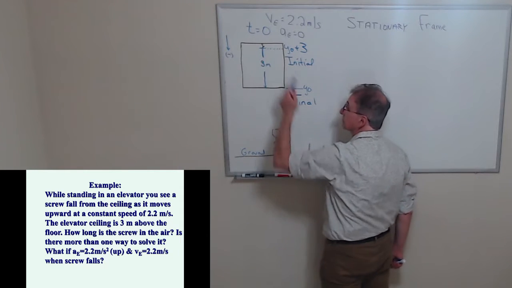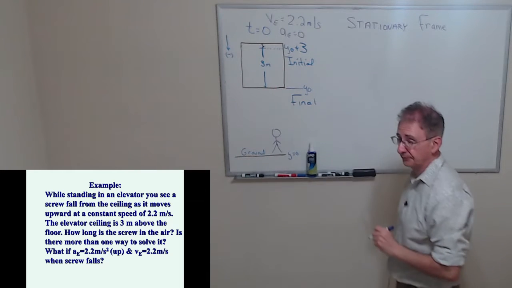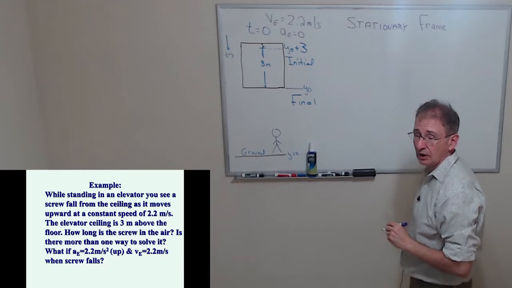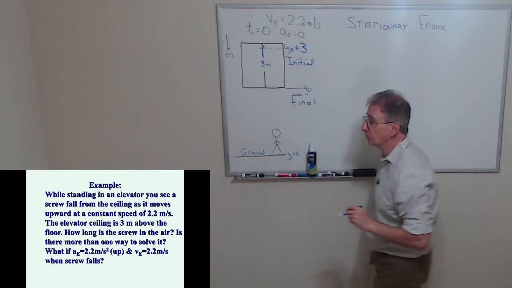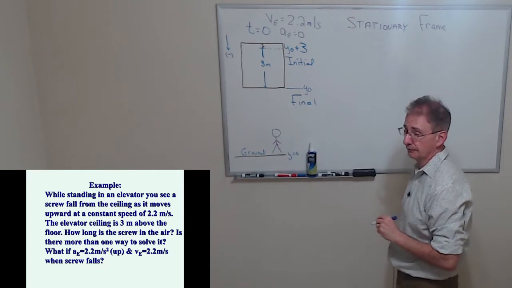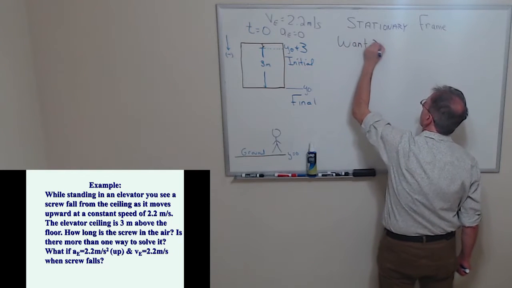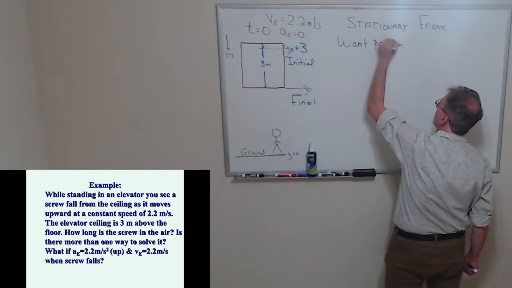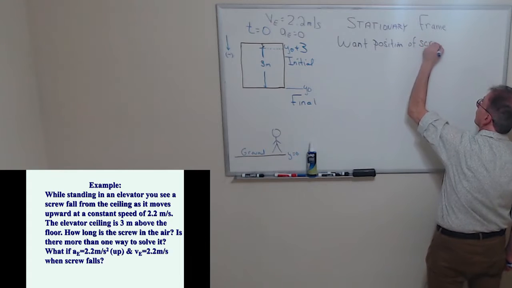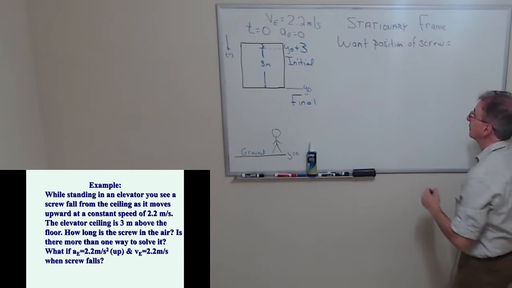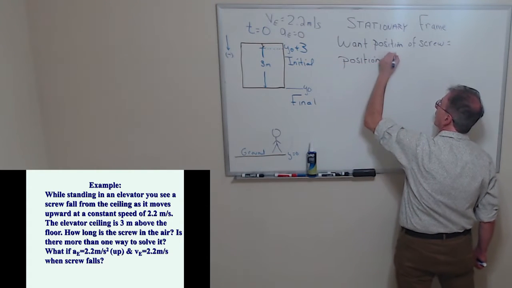Well, at t equals 0, the screw starts falling. While the screw falls, the elevator floor still moves up. The person wants to know how long it's in the air. The person wants to know when the position of the screw is equal to the position of the elevator floor. So we want the position of the screw equal to the position of the elevator floor.